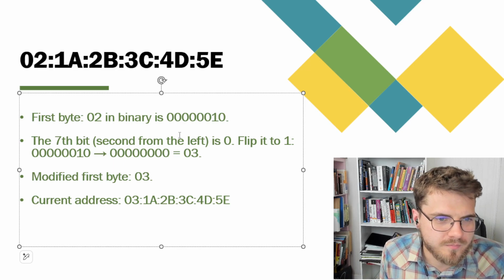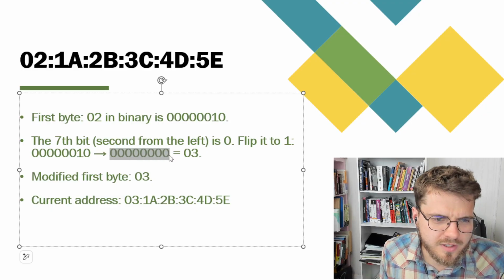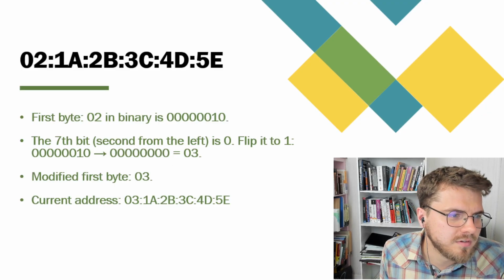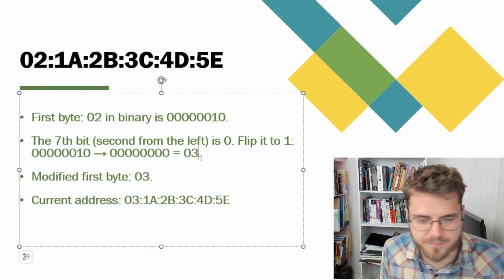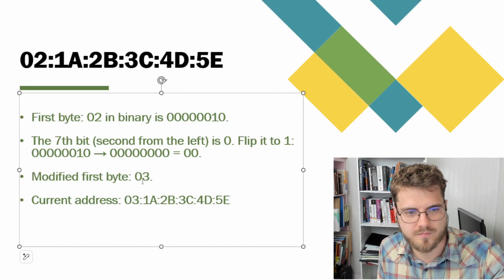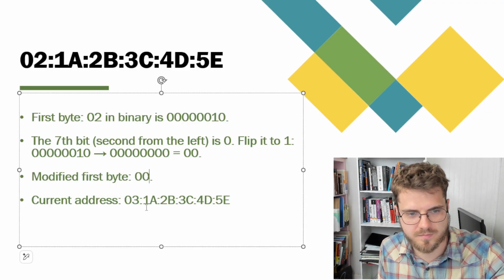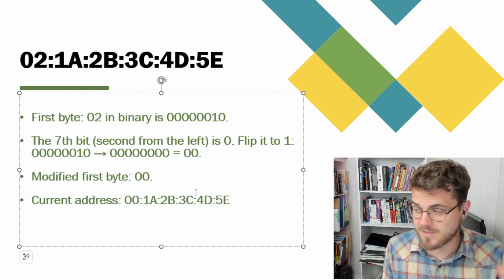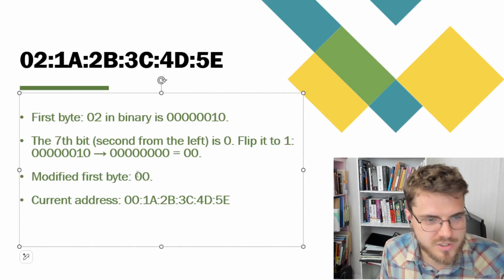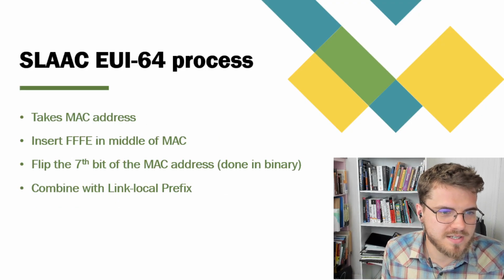So let me see. That is the binary for this, and I flipped the 7th bit. So I really should be flipping it to this. So the modified should not be 03. The modified should be 00. So I messed up this example. I don't know if that makes sense. Now I'm wondering if I did it wrong. Somebody can fact check me if anybody watches this, but this is the process.